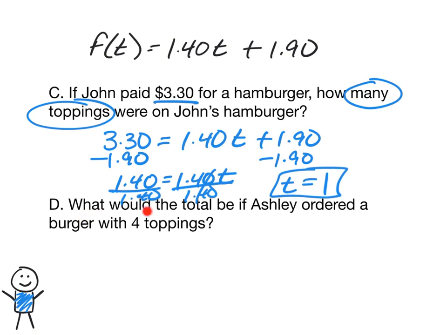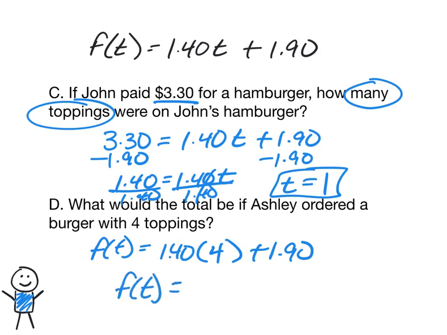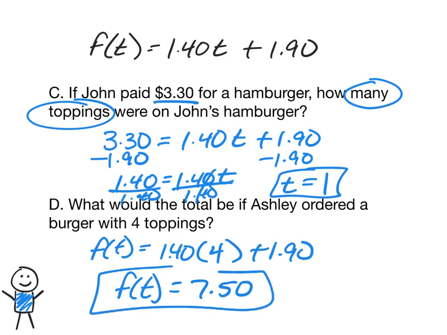The last question says, what would the total be if Ashley ordered a burger with 4 toppings? So this time they want to know what the total is. They want to know what f of t is. In the problem, we know that we ordered a burger with 4 toppings. So I'm going to plug in a 4 in place of the t, which represented toppings. Now I can figure out what the total price of her burger was. Her burger cost a total of $7.50. That is the burger and 4 toppings at $1.40 per topping.